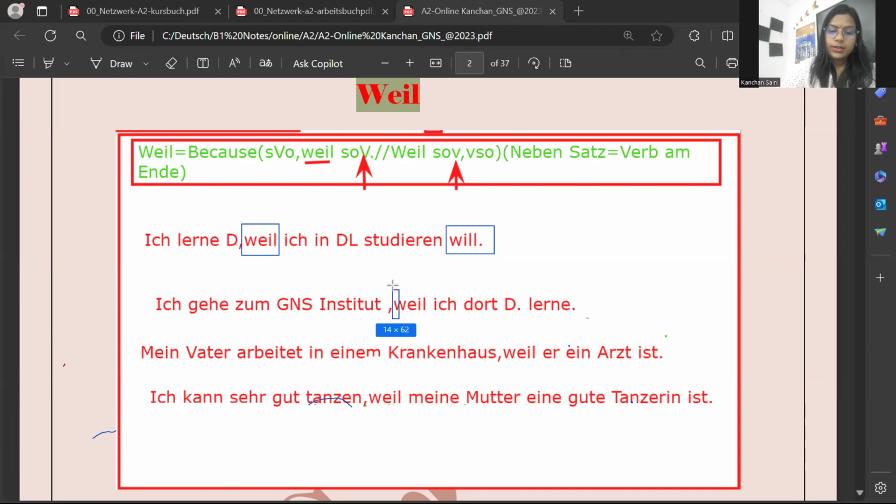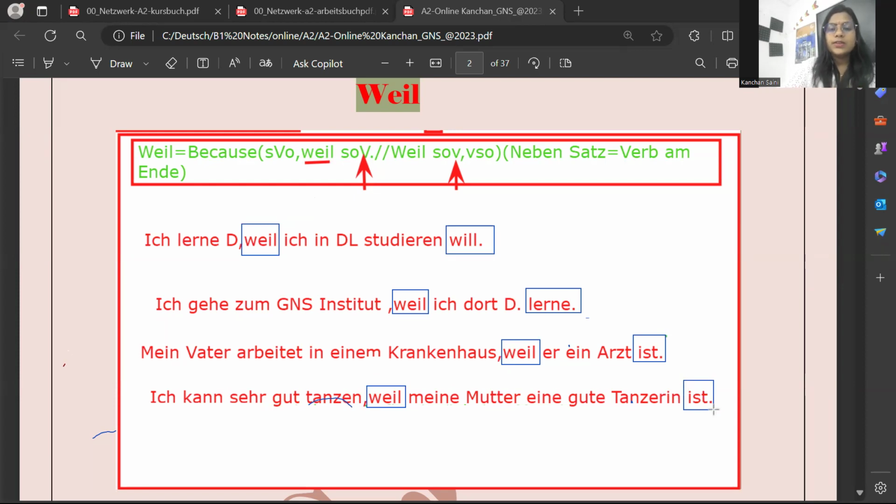So here you can see another connector weil, verb at the last position, lernen. Again weil, verb ist. It's again weil and the verb ist.